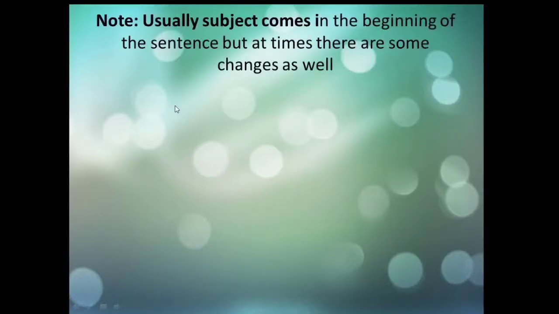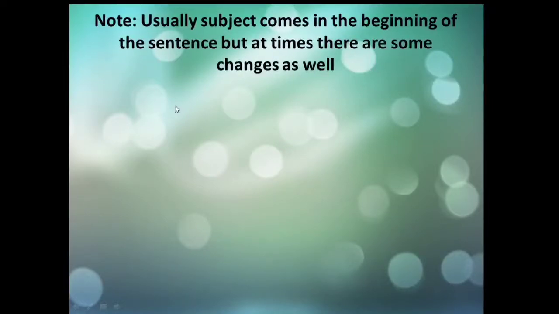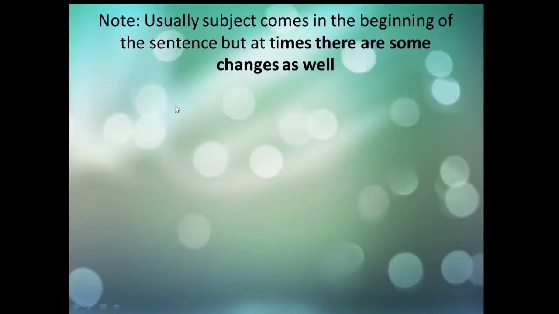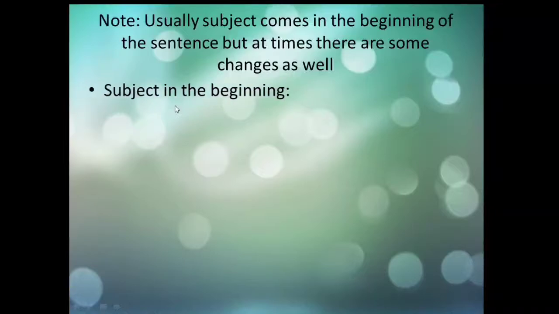Now, there is a note. Usually, the subject comes at the beginning of the sentence, but at times there are some changes as well. That means, as in the earlier example which we saw, the subject was first. The cat was in the first part of the sentence. But there are chances that we will have the subject at the end or in the middle. So let's see the types where the subject can come.